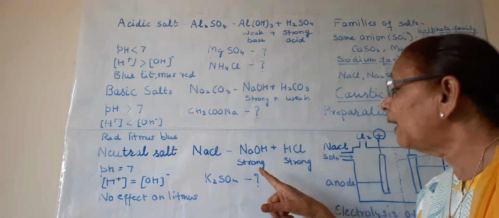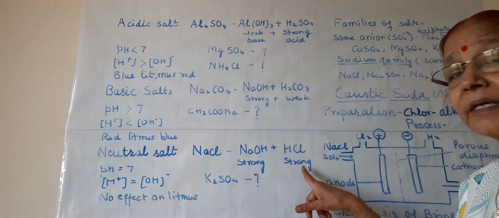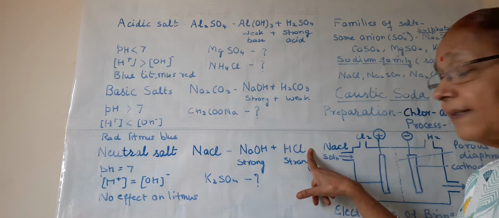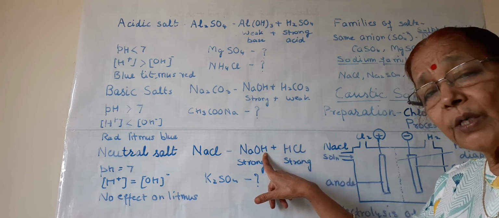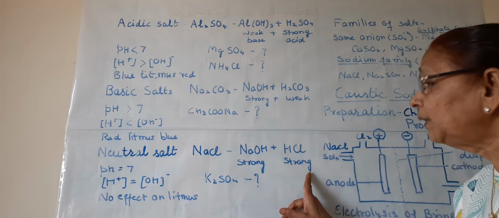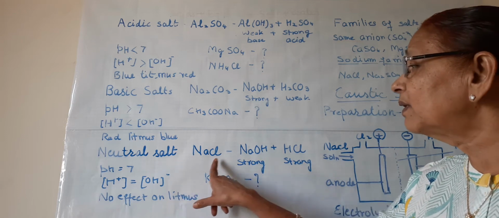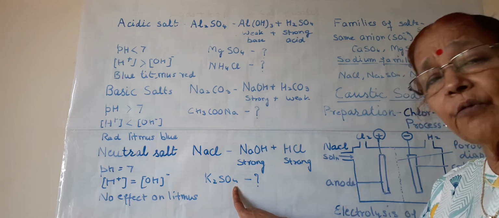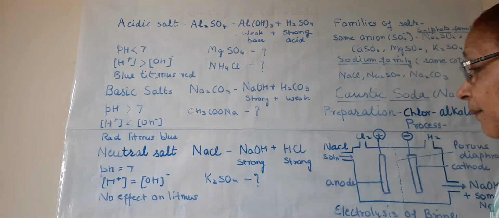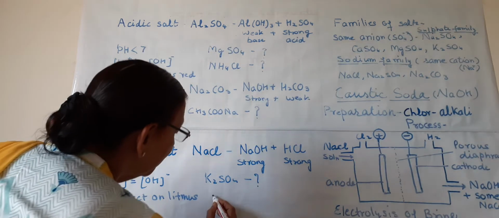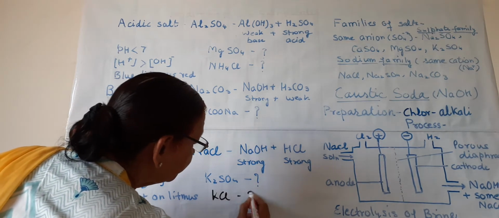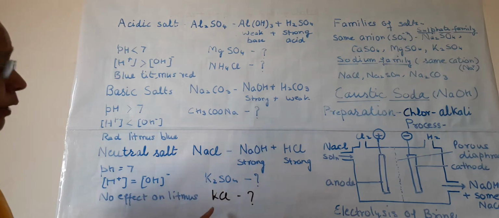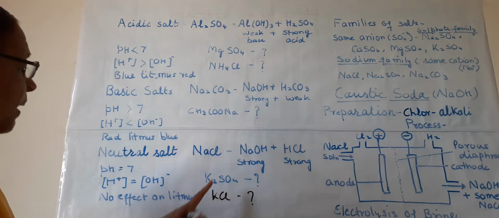It is formed by a strong acid and a strong base. HCl is a strong acid, NaOH is a strong base. When they both combine, neutral salts are formed like NaCl or KCl or K2SO4, and I am writing KCl here also. So you have to write what are the acids and bases used for these neutral salts to form.